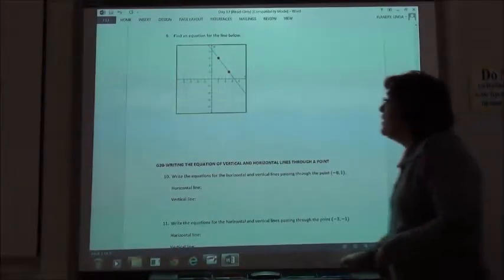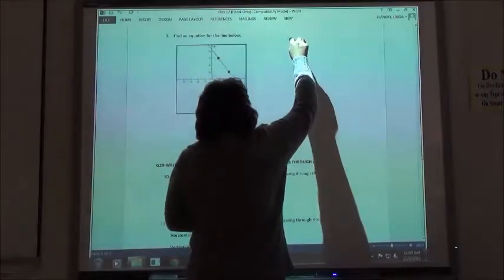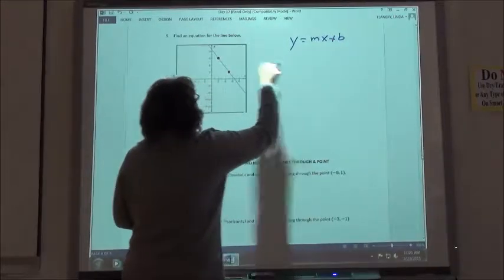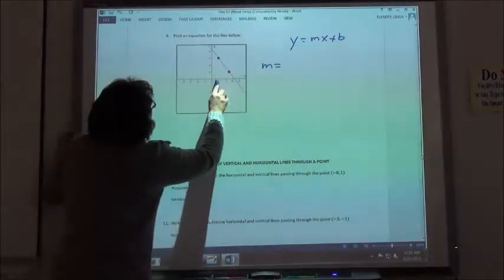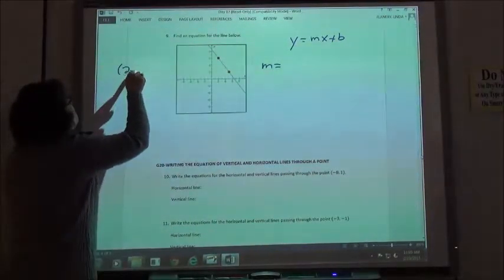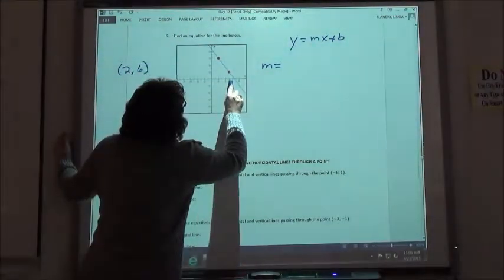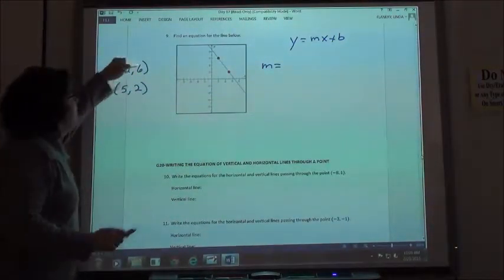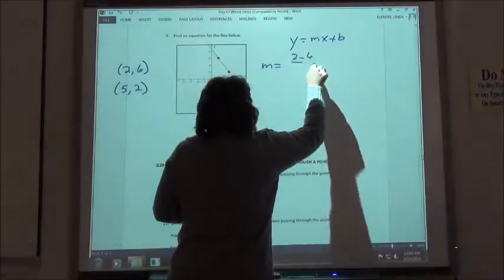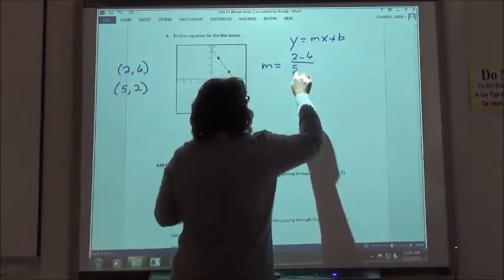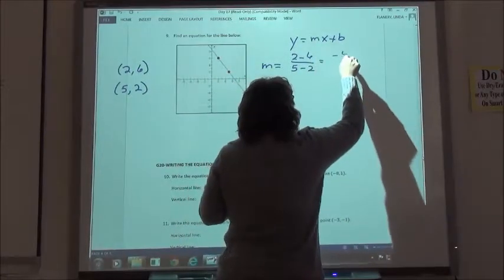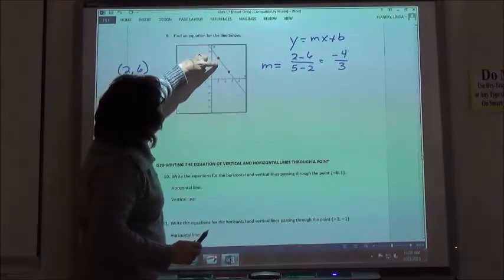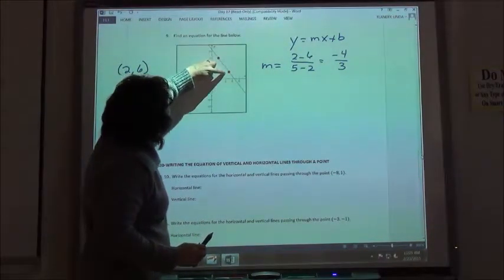Number 9, write the equation of my line. So, y equals mx plus b. I'm going to find my slope first, my points. This point here is at 2, 6. This point here is at 5, 2. So, 2 minus 6 over 5 minus 2. 2 minus 6 would be negative 4. 5 minus 2 would be 3. I went 1, 2, 3, 4 down, and 1, 2, 3 over.